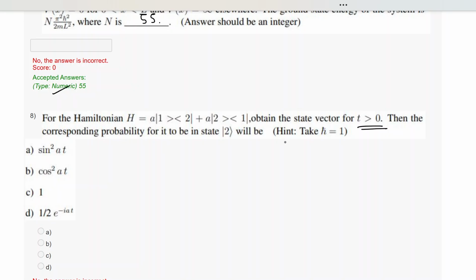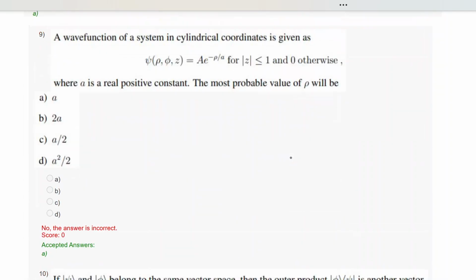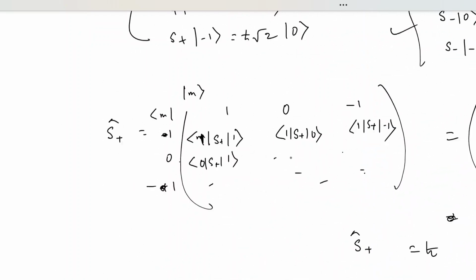So you have to start with some psi at t equal to 0, and for t greater than 0 you have to time evolve. So you have to apply the time evolution operator, which is related to the Hamiltonian operator, that you will see. And after that you have to take the probability of being in state 2. So let us choose a page.